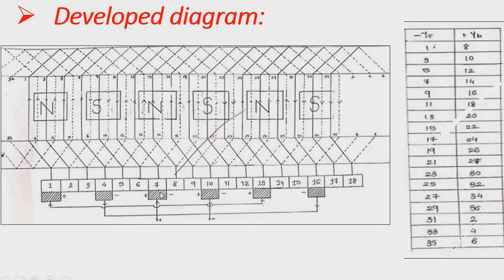So now connect all the positive brushes like this. So this plus, this plus, this plus are connected to each other, and this minus, minus, minus are connected to each other, and this is the main positive, this is the main negative. So this is the developed form of the lap winding. It is most important.